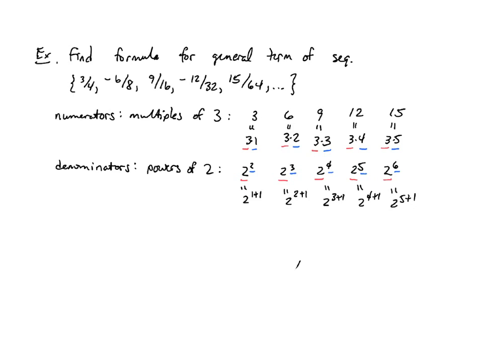And the reason to do that is to sync up the blue bits from the numerators with the blue bits from the denominators. So upstairs I'm going to have something of the form 3 times n, where n is the index for the term. Right? So I have multiples of 3 starting with n equals 1, 2, 3, 4, 5. And downstairs I'm going to have powers of 2. I'm going to have 2 to the n plus 1. Right? So if n starts with 1, then my numerators start with 3 times 1. My denominators are 2 to the 1 plus 1 at the starting point.